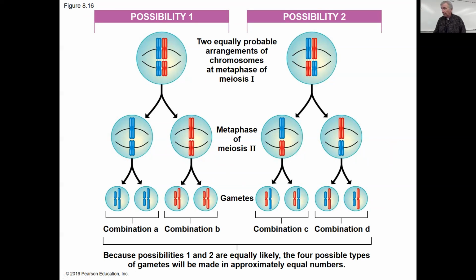So if you have 4 chromosomes, you have 8 different combinations that could end up. But with 23, it's really 2 to the 23rd power in humans with 23 pairs. So that's about 8 million.